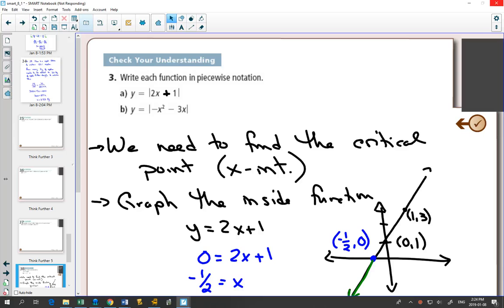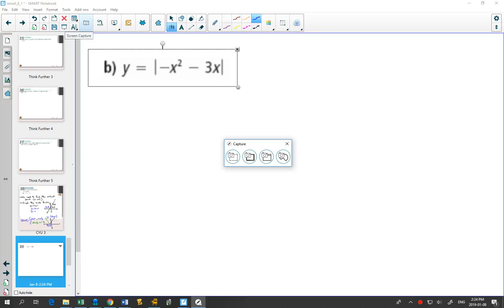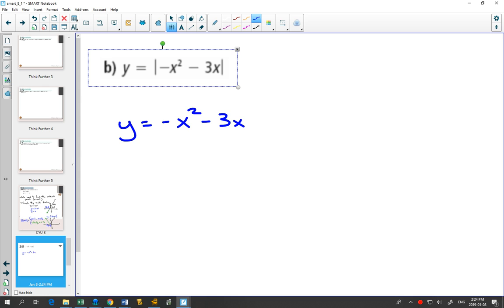Part 2, Part B. Again, we want to find the critical points. We want to graph the inside function first to see what this graph looks like. How would I graph negative x squared minus 3x? What strategies would you use from your parabolas unit to graph this?